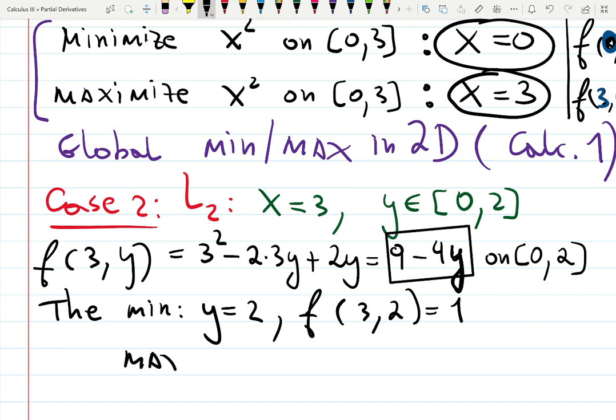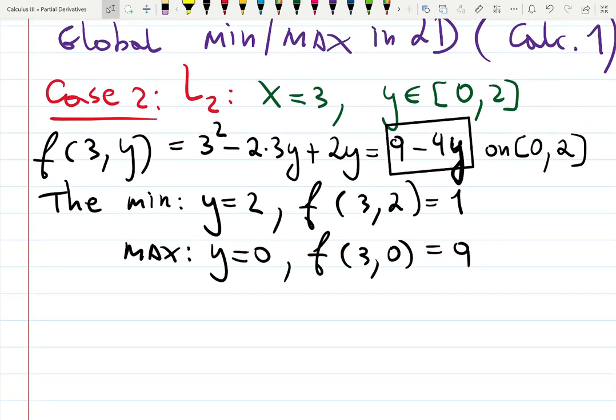How about the maximum? This line is decreasing. So the smallest input you plug in gives the highest point, which is 0, right? Y at 0 gives you the maximum. f of 3, 0 is 9. Two more left.